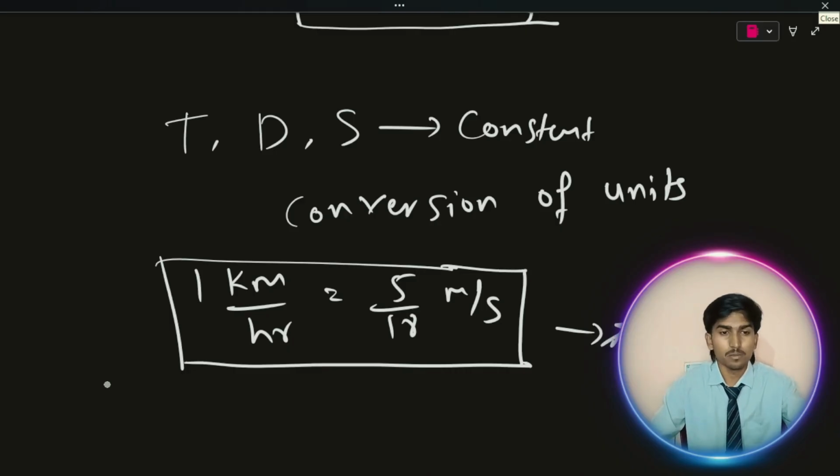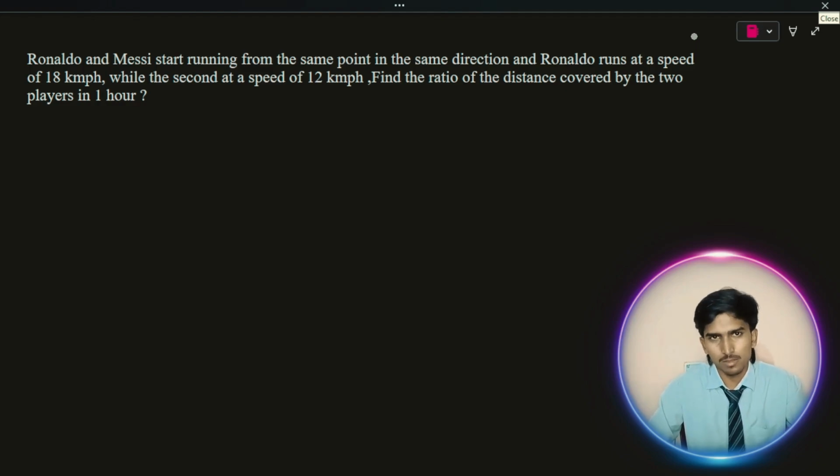Okay, let's go. Now we are going to solve some problems on time, speed, distance to understand clearly whatever we learned up to now. I'm going to solve these questions slowly, step by step, because everybody should understand. First question: Ronaldo and Messi start running from the same point in the same direction, and Ronaldo runs at a speed of 18 km per hour, while the second at a speed of 12 km per hour. Find the ratio of the distance covered by the two players in 1 hour.